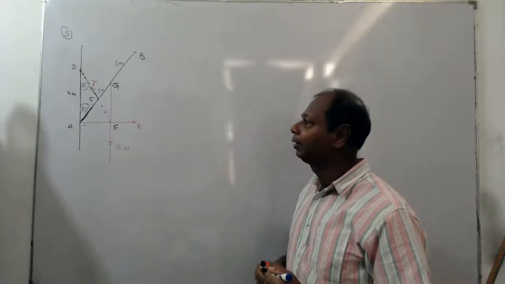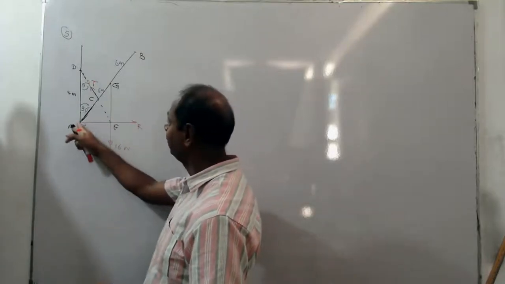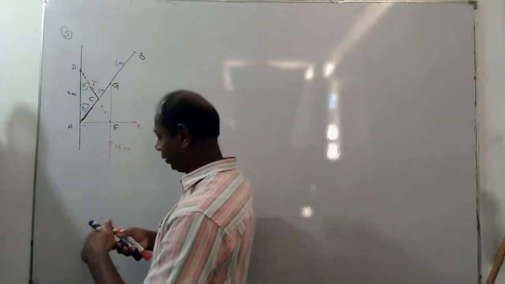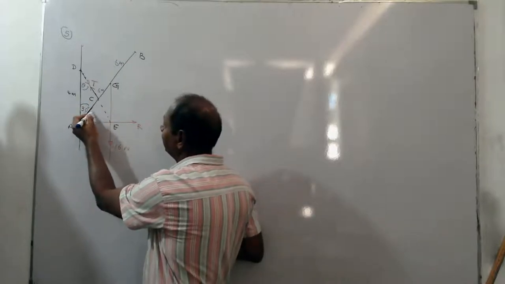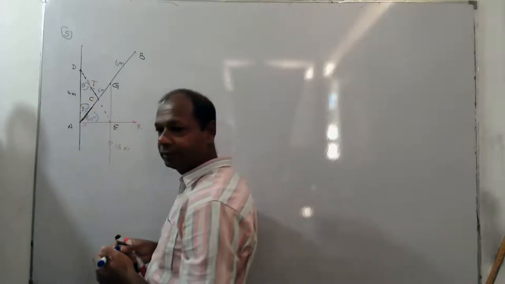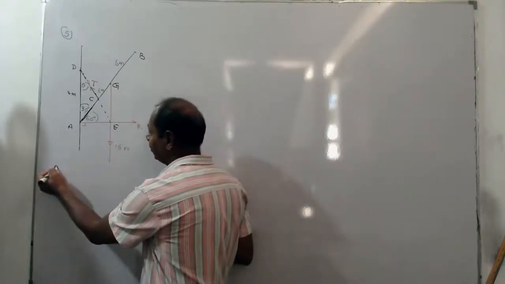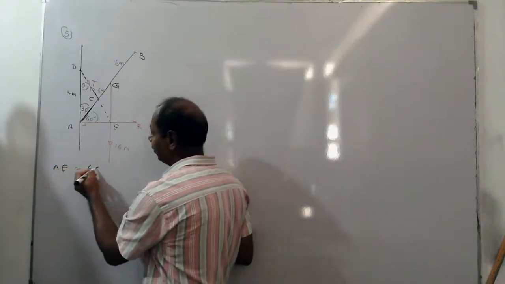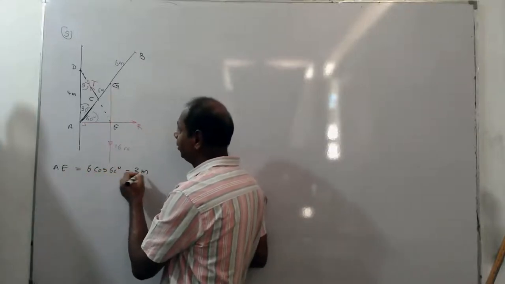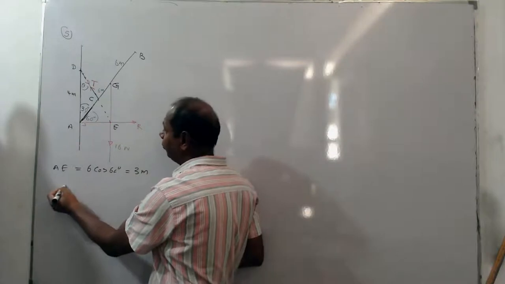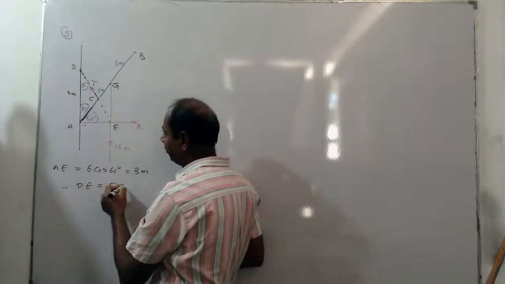Then this length is given as 4 meters, and you can easily find AE also. AE is 6 cos 60, since the angle is 60 degrees. Cos 60 is half, so it's 3 meters. AD is 4 meters, therefore DE will be equal to 5 meters.